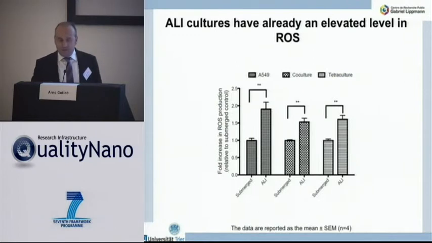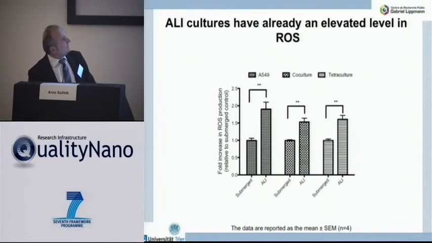Another specificity of the system, you have your cells at the air-liquid interface. What you see here is that if you have cells at the air-liquid interface, they have a higher oxidative stress than cells that are cultured at submerged condition. The left bar is always the submerged condition, and the right bar is at the air-liquid interface. These are the A549, the co-culture, and the tetraculture. And you see in all conditions there is a significant higher oxidative stress on the cells. It's not unexpected to see this, but we see what we are expected to see in our system.